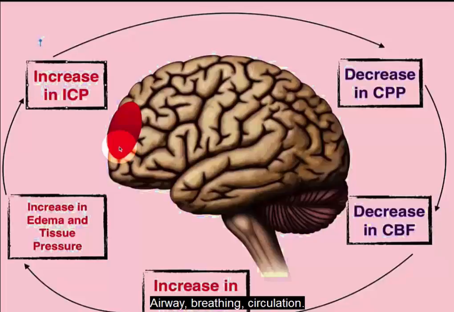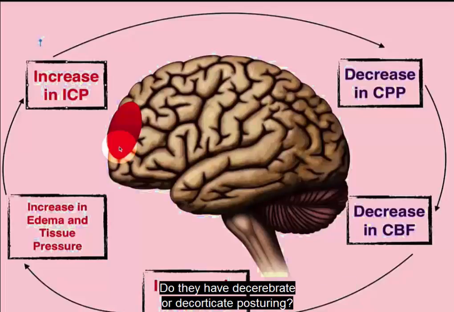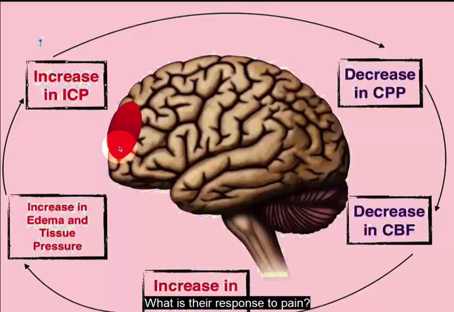Airway, breathing, circulation. Check the ABGs, the vital signs. Maintain adequate cerebral perfusion pressure. Look for Cushing's triad. The head in a neutral position. The neuro assessment: looking at the Glasgow Coma Scale, the level of consciousness, the eyes, pupils, motor response. Do they have decerebrate or decorticate posturing? What is their response to pain?